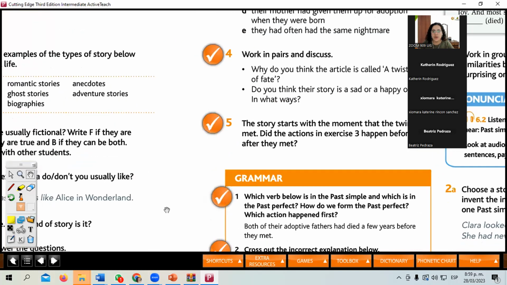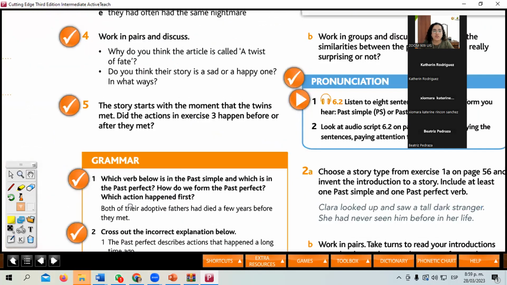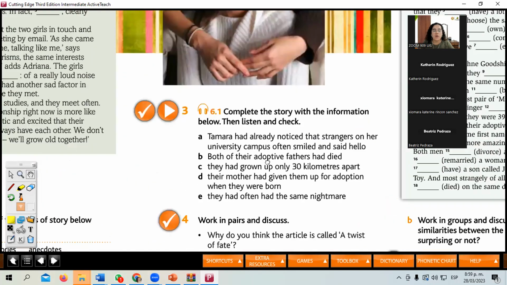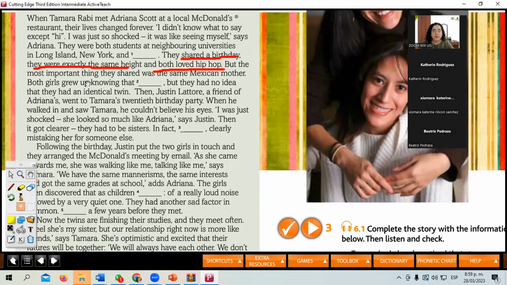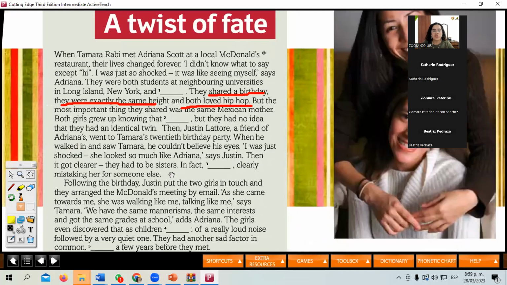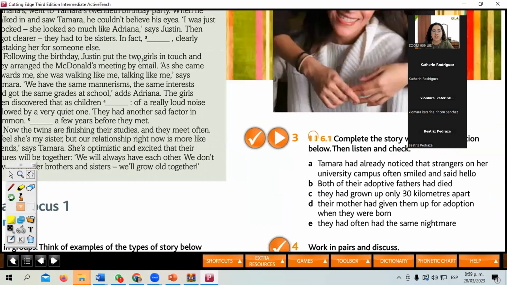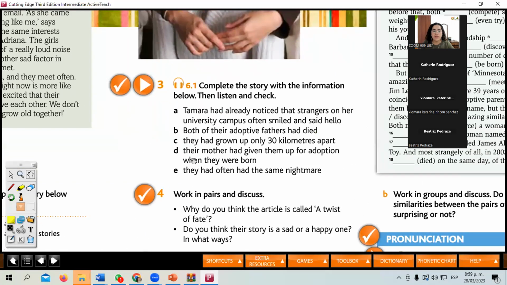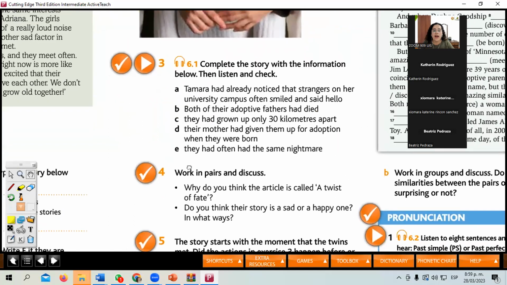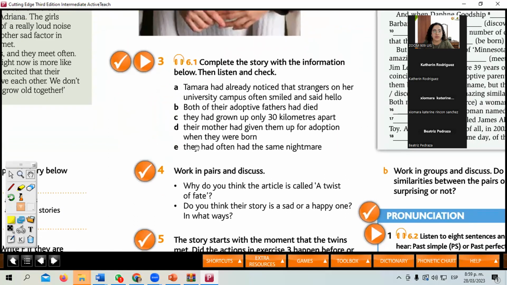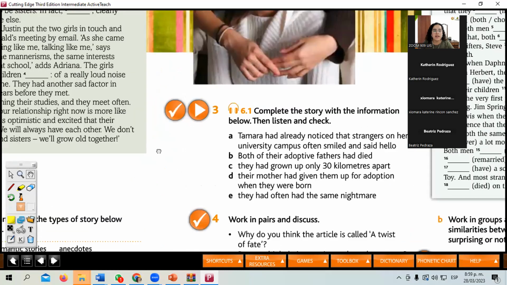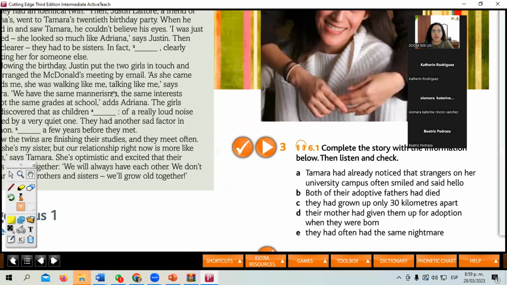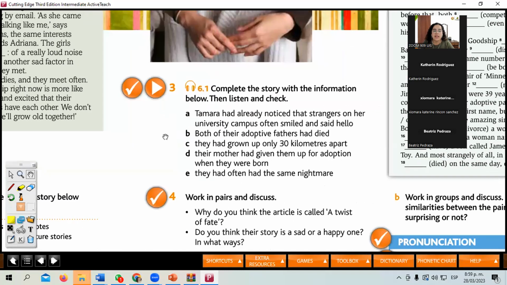So let's continue on the next part, page 57. We are about to listen so we can check and complete the information in the article. All right. So I'm going to play it for you, and then we are going to put these sentences A, B, C, D, or E in the correct part of the article.